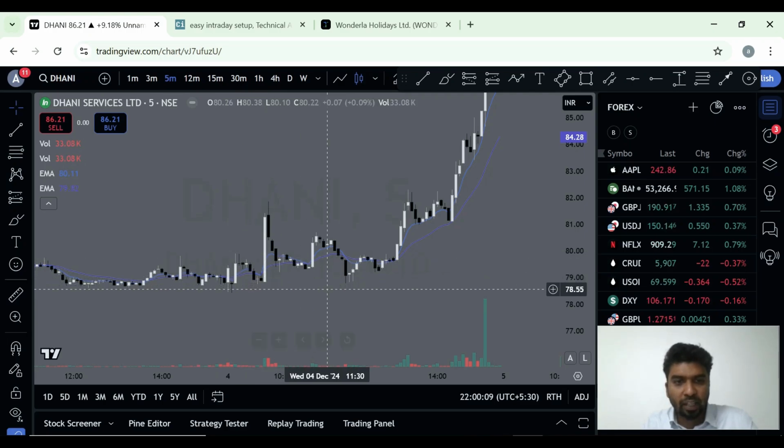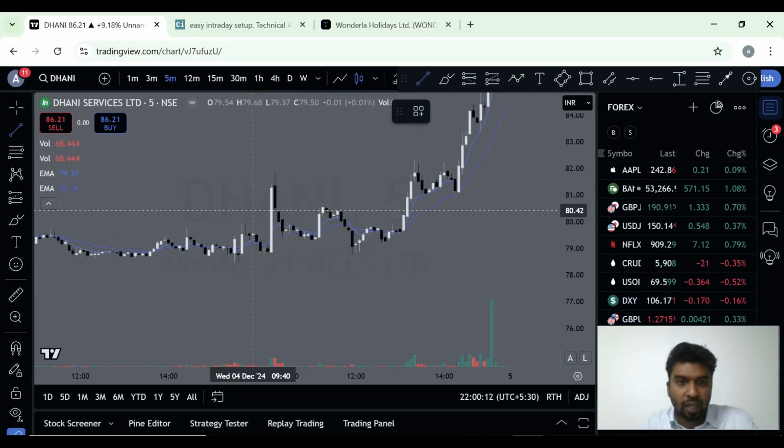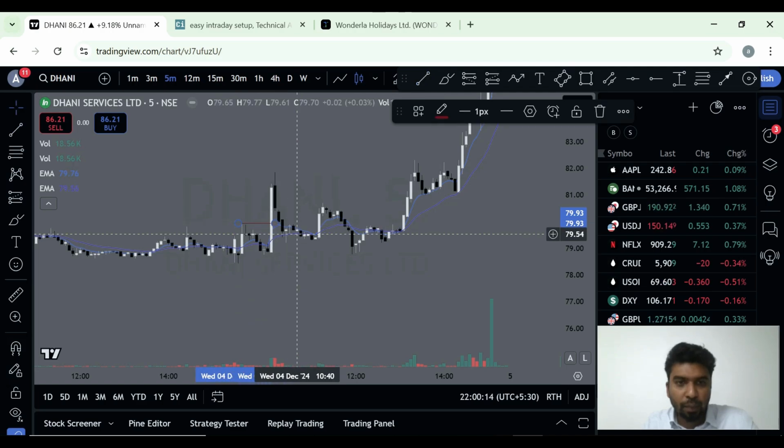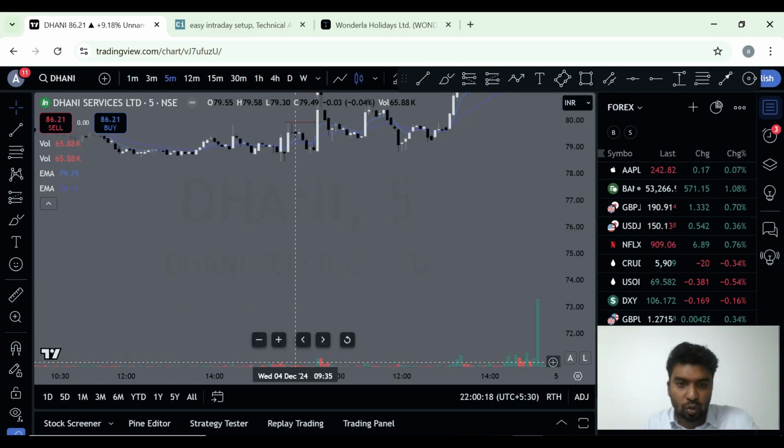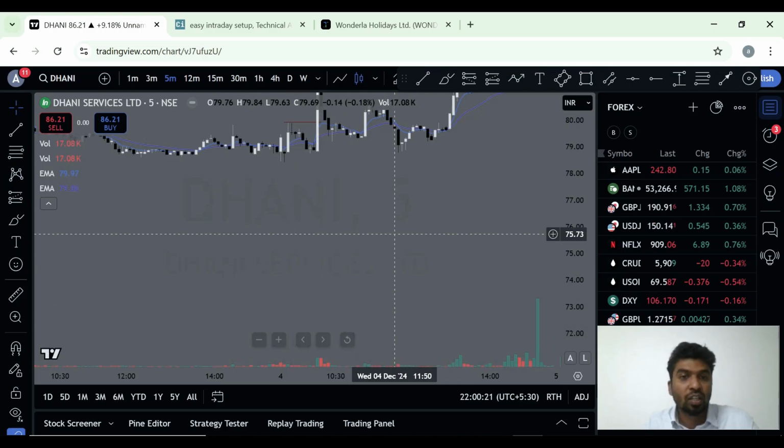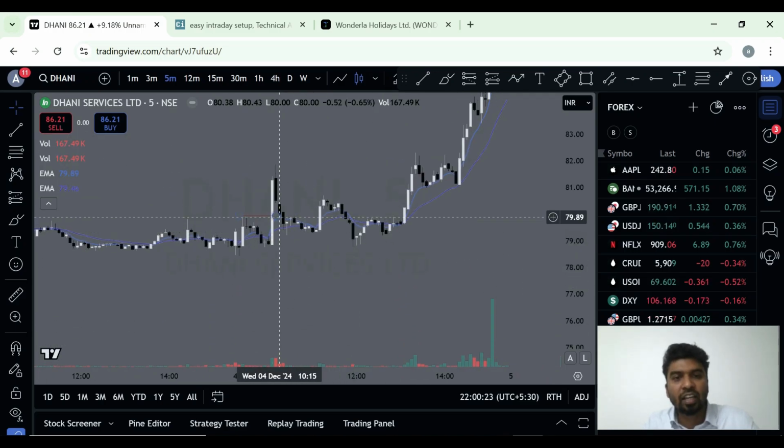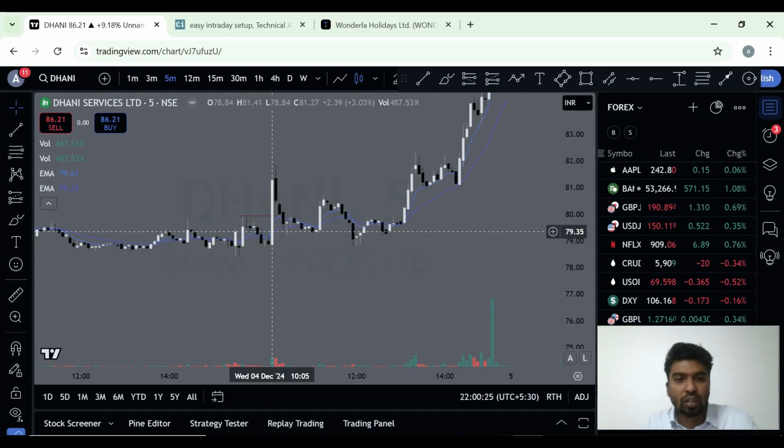Like 10 o'clock, the pullback has been completed, and after the pullback, the day high has been broken by 10:10, and with the volume also. See, the volume had dried up, and then the volume was there. So the volume is there. We can enter here. We can set the SL below this last swing.